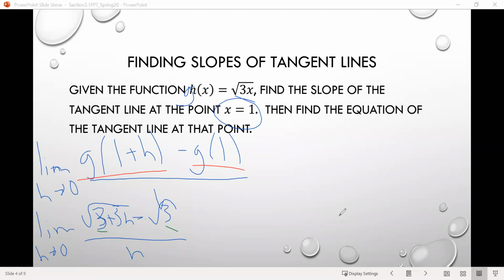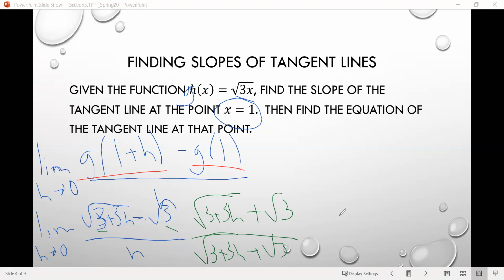We have roots on the top that are causing some problems for us. What could we do? Oh yeah, we learned in our section on limits that one way to deal with this is to use the conjugate, right? So let's multiply this function by the conjugate of the top. So we'll multiply by root 3 plus 3h plus root 3. Do the same thing on the bottom. So multiply root 3 plus 3h plus root 3.